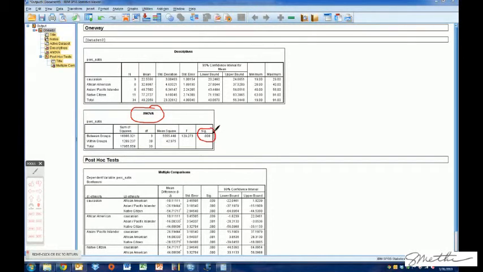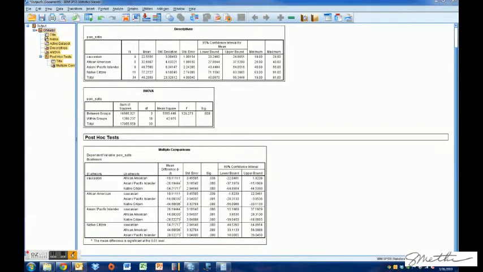This is what you would call your omnibus test. So you have good reason to believe that there are meaningful differences among these groups, these four groups, group 1, 2, 3, and 4. And if you're looking at the mean differences, they're pretty good sized mean differences up here. So that would then bring us down to our post hoc tests. We would want to take a look at our post hoc tests.